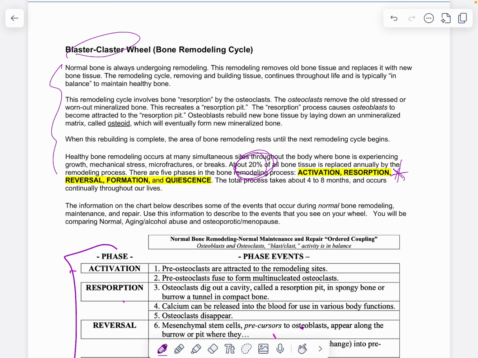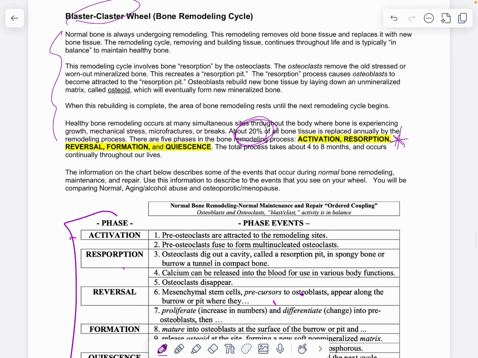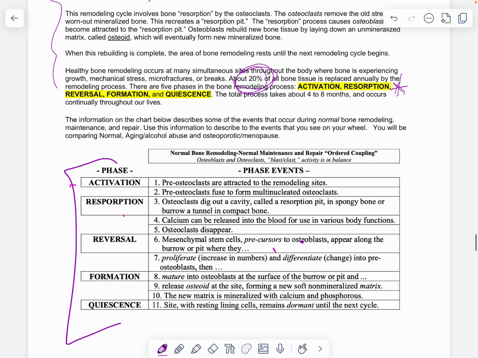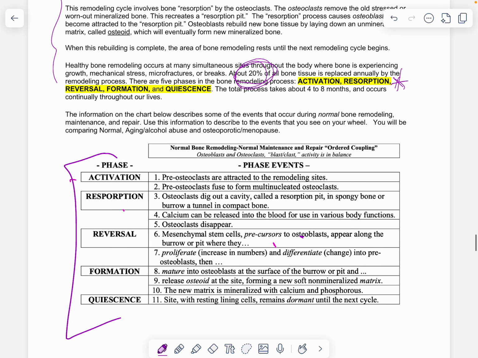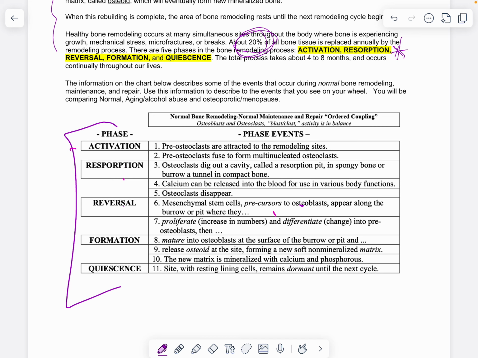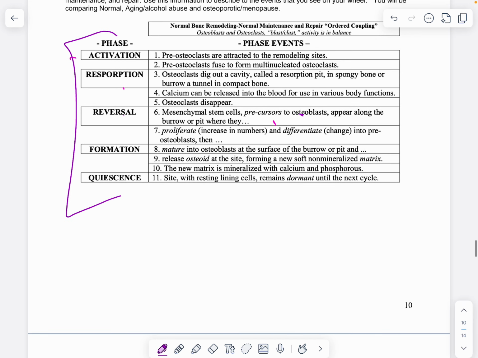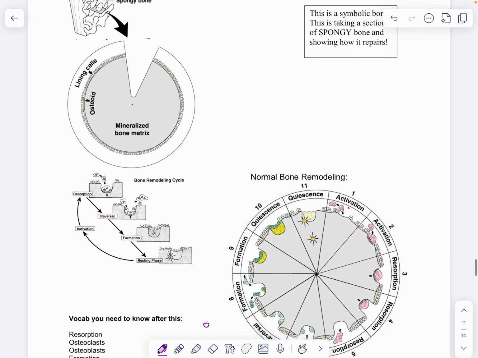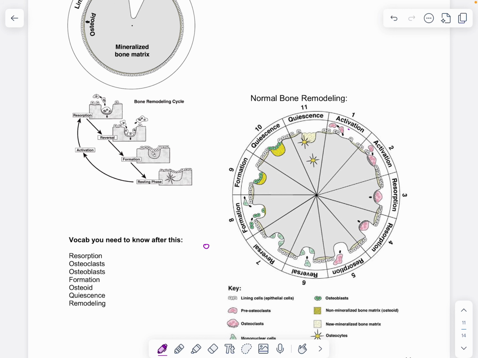Remember Wolff's Law, at places where you have stress or maybe where muscle is pulling on a bone, you're going to get some remodeling there. Okay, so now this goes through our different phases and the order that they go in: activation, resorption, reversal, formation, quiescence. And that doesn't mean anything yet until we take a look at our normal bone remodeling.